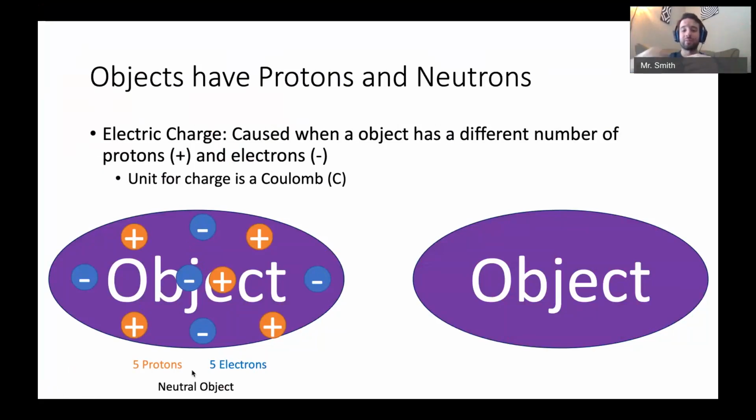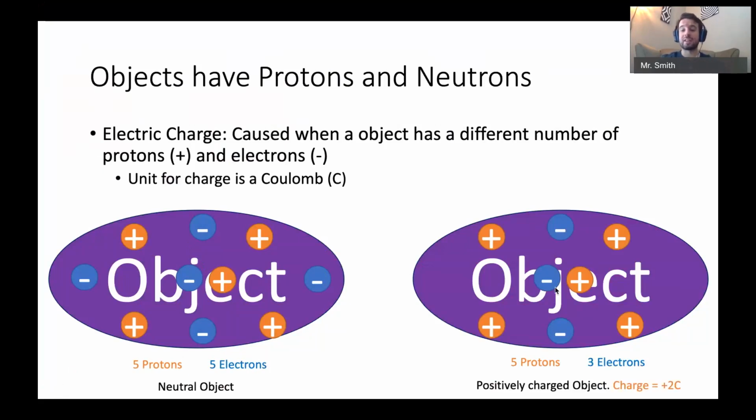For example, this object here has 5 protons and only 3 electrons. So we could say this object has a +2 charge, because it has these 2 extra pluses versus electrons. And so this object would be positively charged. So when we think of objects and their charges, don't think of them as only having positive charges or only having negative charges. Think of them as having a combination of both, but one is more or one is less.